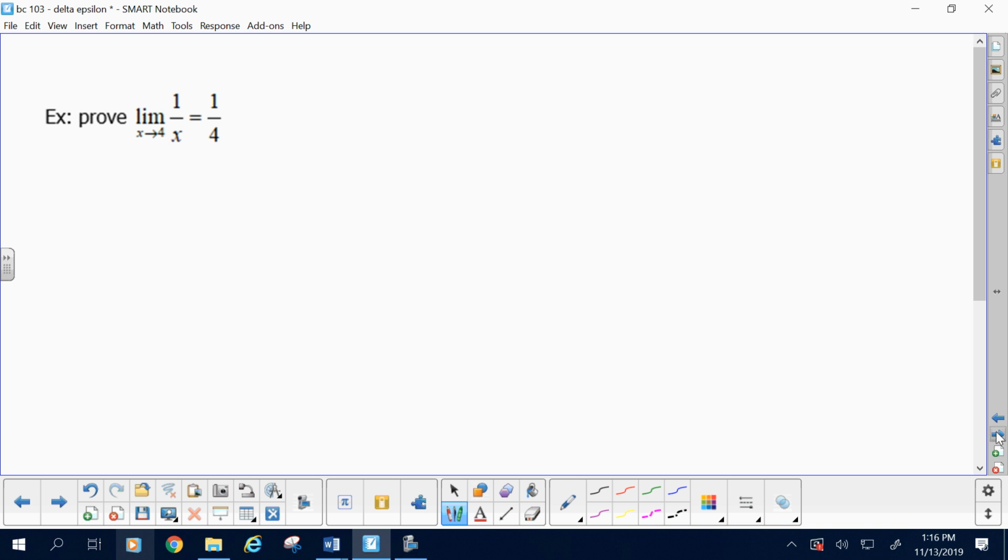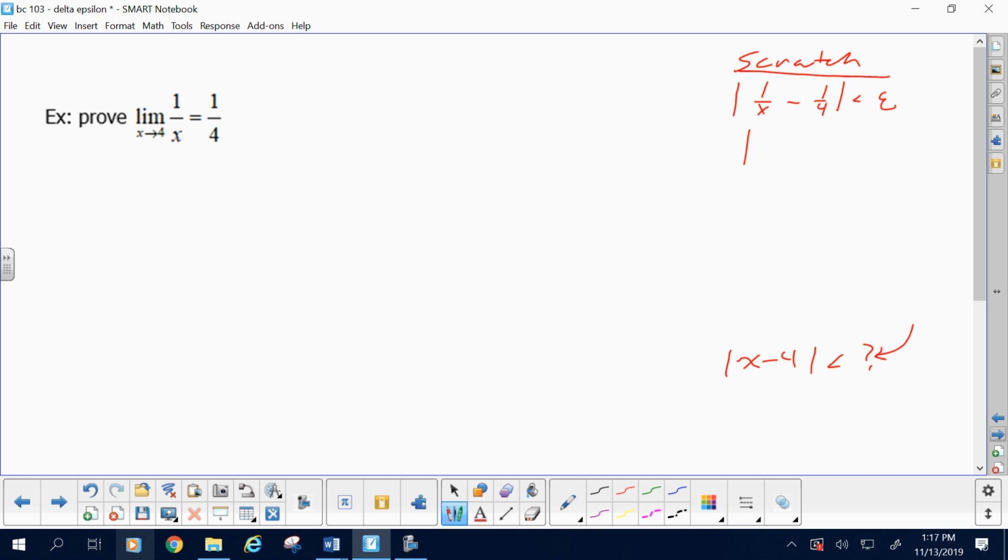What should we start with off to the side for our scratch work? How do I get my delta? Not yet. The scratch work starts with f of x minus the limit. Start with the absolute value of 1 over x minus 1 fourth less than epsilon and try to figure out how do I get to x minus 4 less than something, and that's going to be the delta, right? We need to find the delta through scratch work, and that goes from function backwards. So how do I get from that thing to x minus 4? What algebra do I do?